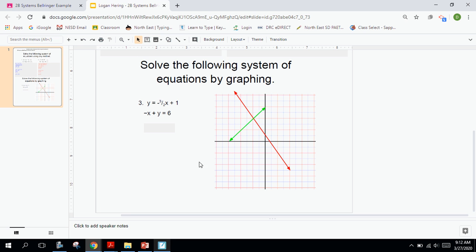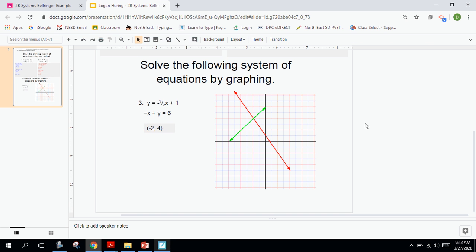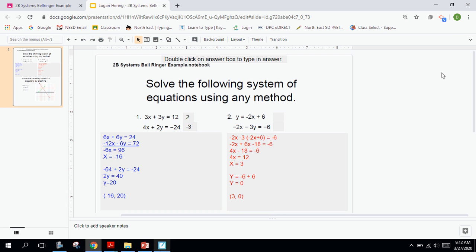And as I look at this, my graph tells me my answer where those two lines intersect. They are intersecting here at negative 2 and positive 4. So I go ahead and plug that answer in here. Negative 2, comma 4, and we are done. So the work is all done at this point.